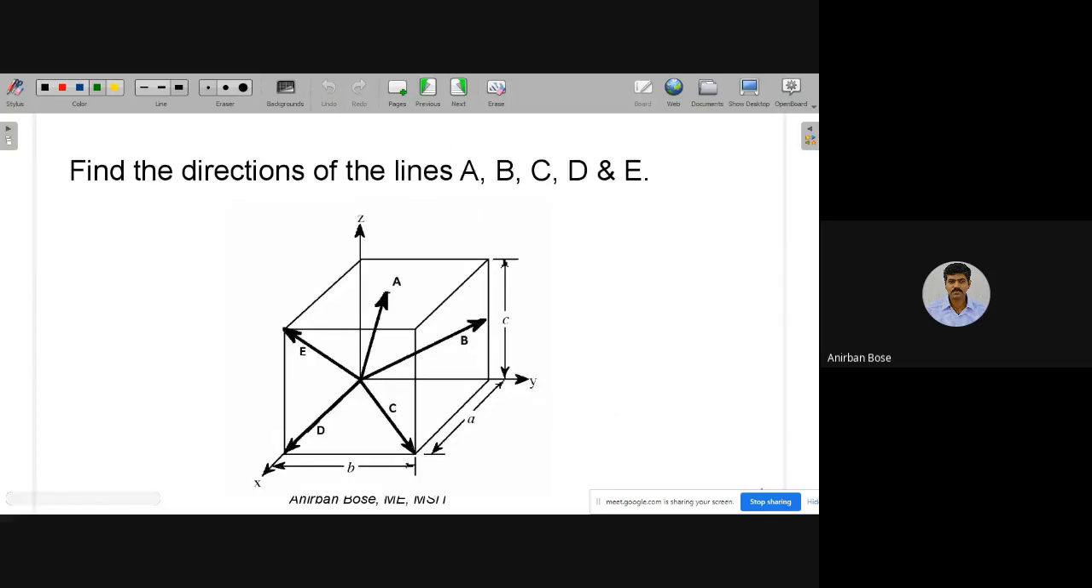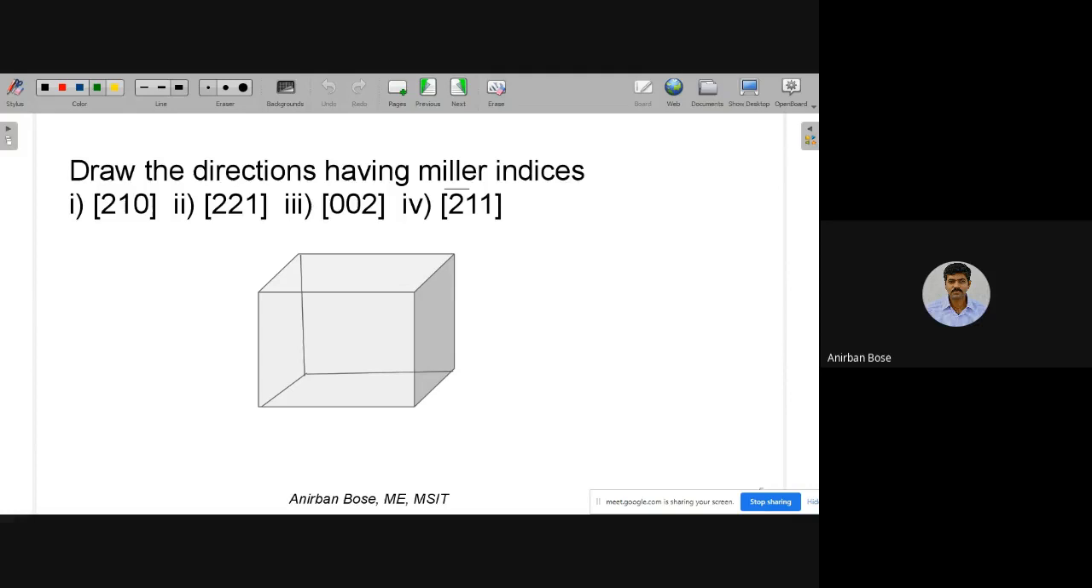So here are some questions, and you can take a snapshot of it and you can solve on your own and practice, to see whether you can solve it or not. So these are the pictures where the directions are given and you have to find out Miller indices. But what I want to ask you is this one.